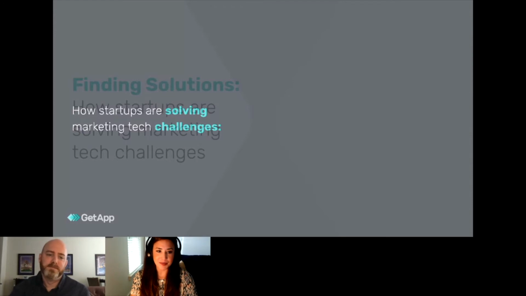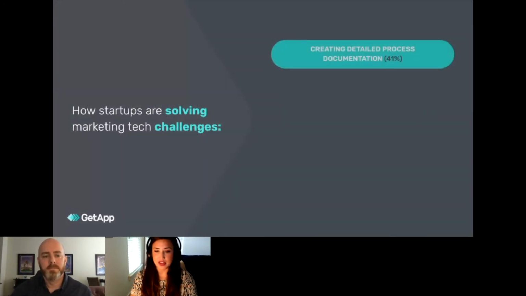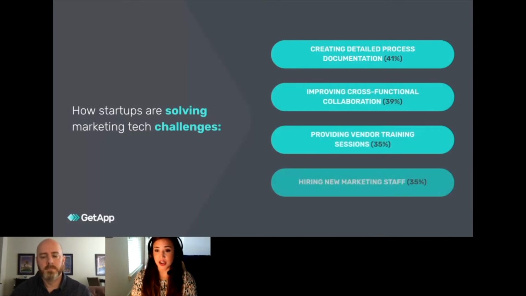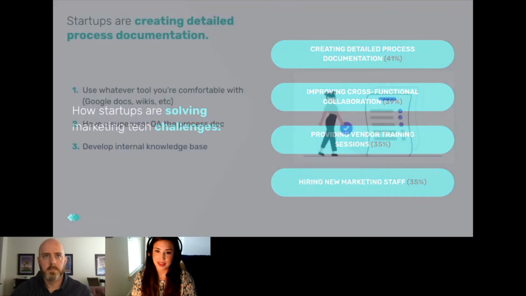First up, we basically asked in our survey, how are you solving for these challenges? And here's what we found. People said they are creating detailed process documentation, improving cross-functional collaboration, providing vendor training sessions, and hiring new marketing staff. So we're going to dig into each of these individually.